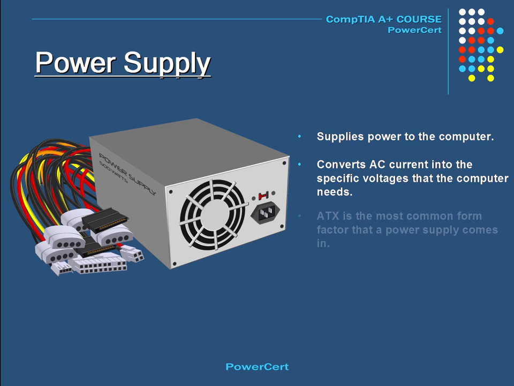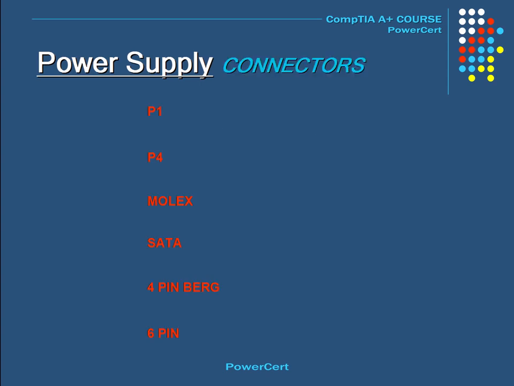The most common form factor that a power supply comes in is ATX. The power supply is equipped with different types of connectors. One connector is called the P1 connector. This is the main power connector that connects directly into the motherboard and provides it with power. The P1 connector has either 20 or 24 pins.